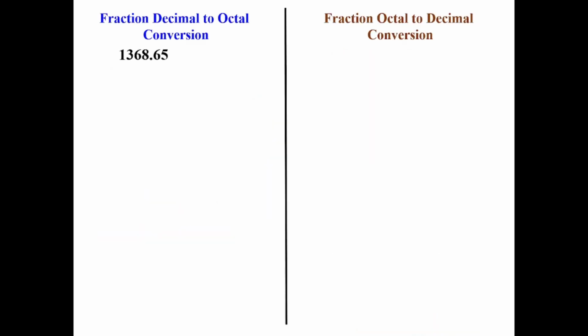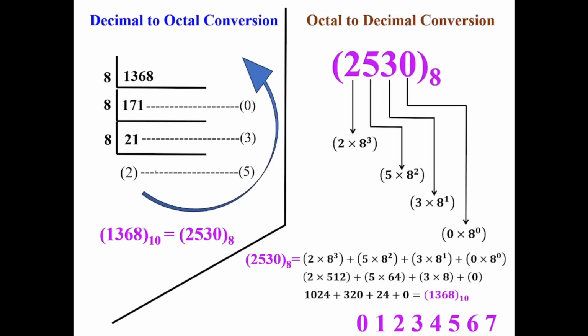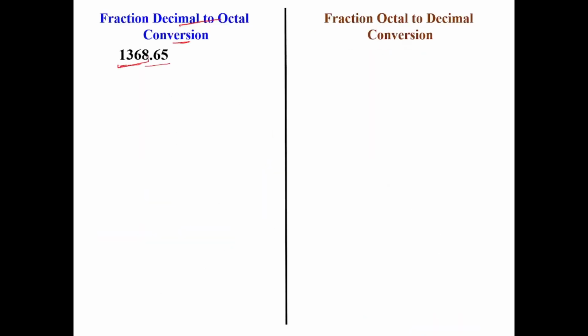Now we are going to go for fractional decimal to octal conversion. Here we considered a fractional number, that is 1368.65. Just before, we discussed the decimal to octal conversion of 1368, and we found its value to be the octal number 2530. Now our work is to find the octal number of the decimal fraction 0.65.